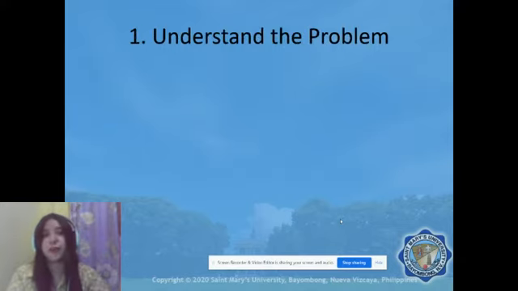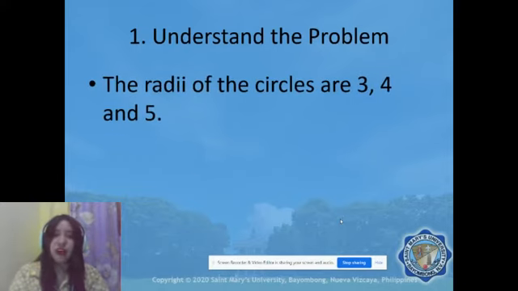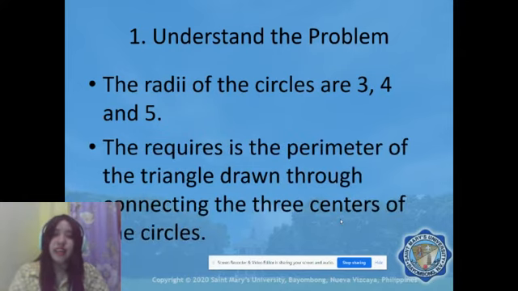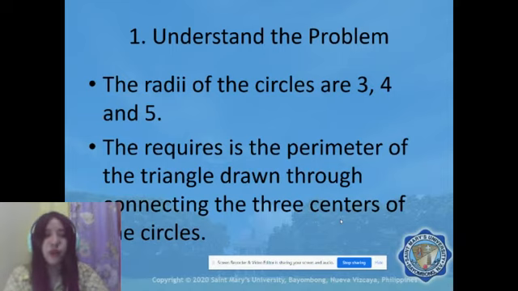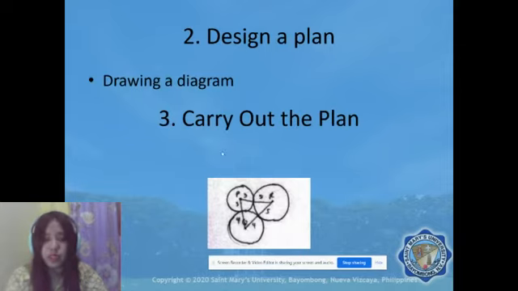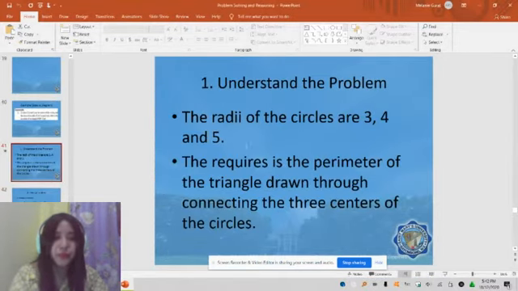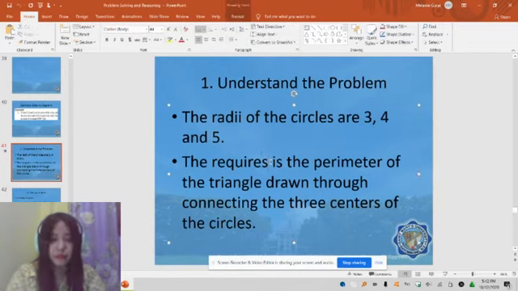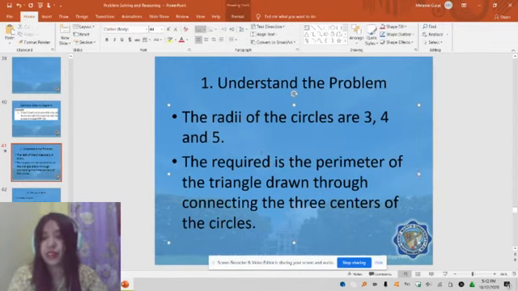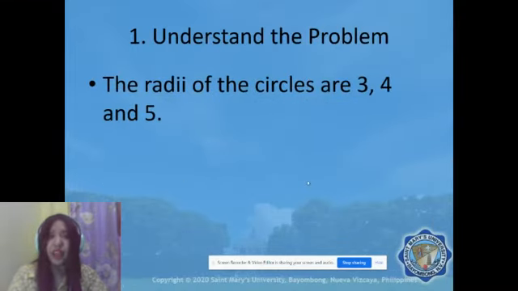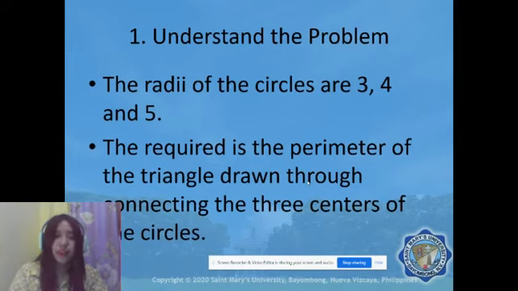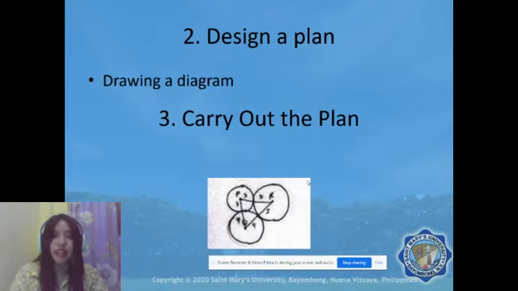Okay, so understand the problem. So what do you understand about the problem? So we have the given that the radii of the circles are 3, 4, and 5. And then what is required is for you to get the perimeter. So you are required to get the perimeter of the triangle by connecting your line, or rather the centers P, Q, and R.